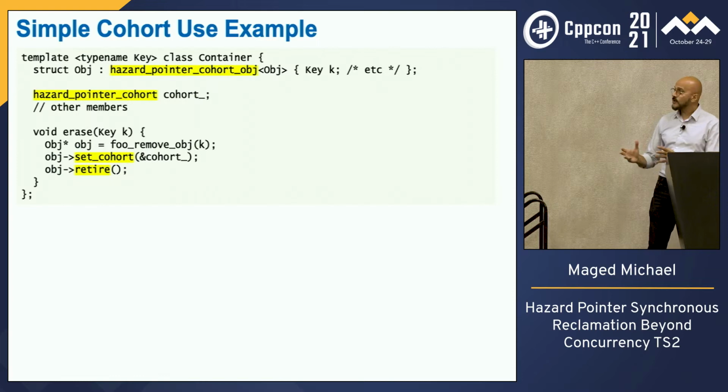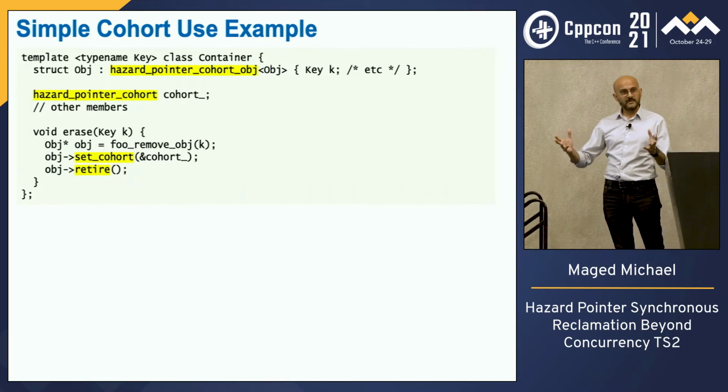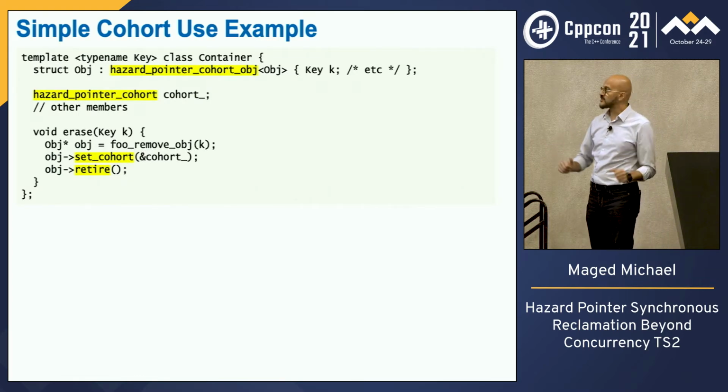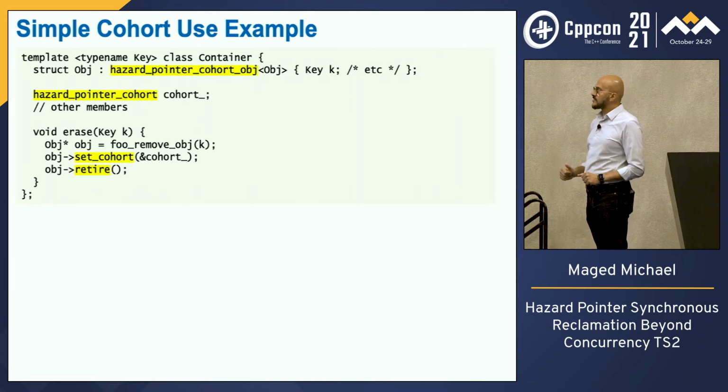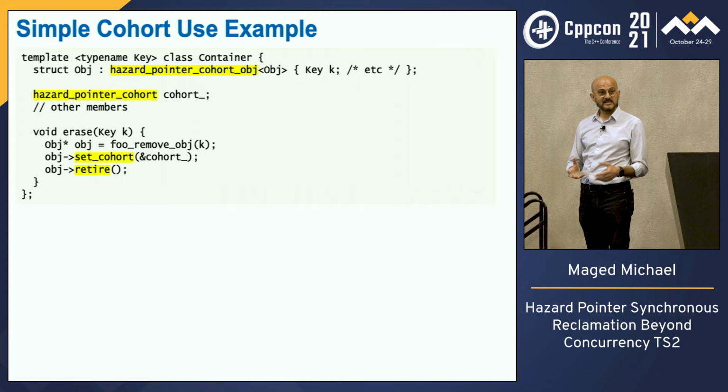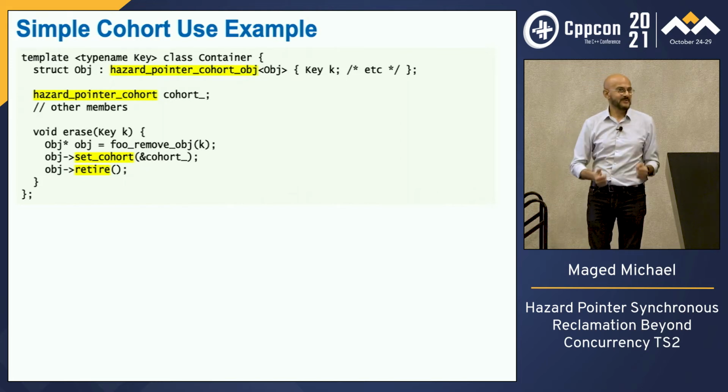So let's look at how. If I'm going too fast, let me know. Any questions? Okay. So we're looking now at the same example I showed for the custom domain. So actually, cohort is a good replacement for custom domain. Please go ahead, but speak up.